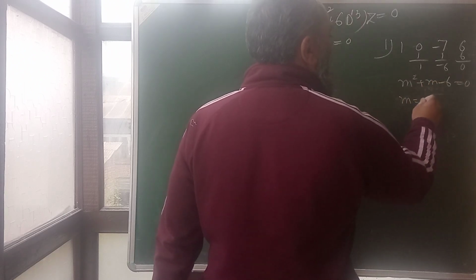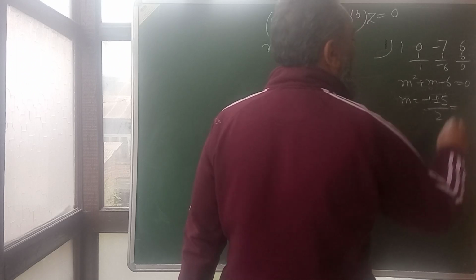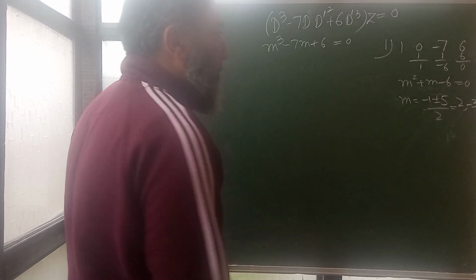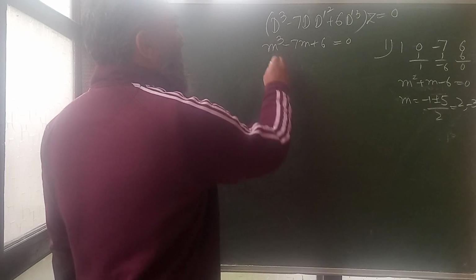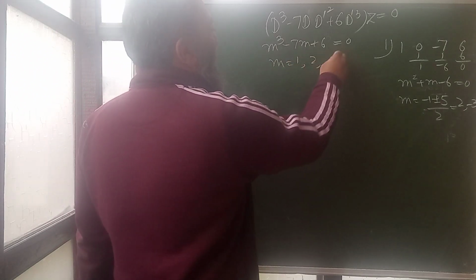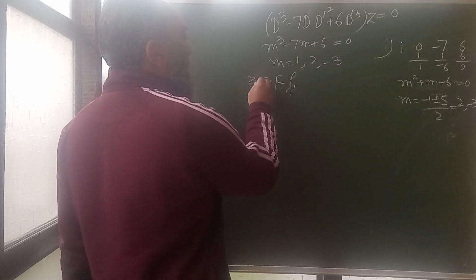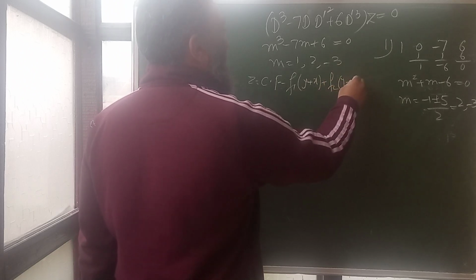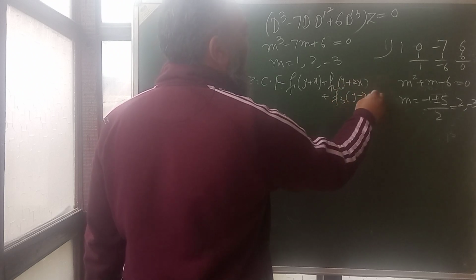What's m? Minus b plus or minus the root of b² - 4ac, by 2a. Minus 1 plus or minus 5, by 2, so it is 2 and minus 3. So roots are 1, 2 and minus 3. So what is the complementary function? A function of y plus x, a function of y plus 2x, and then a function of y minus 3x.